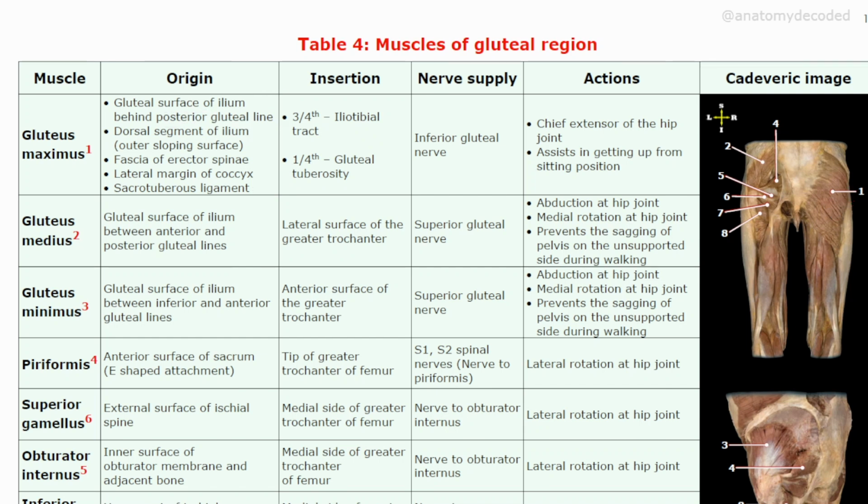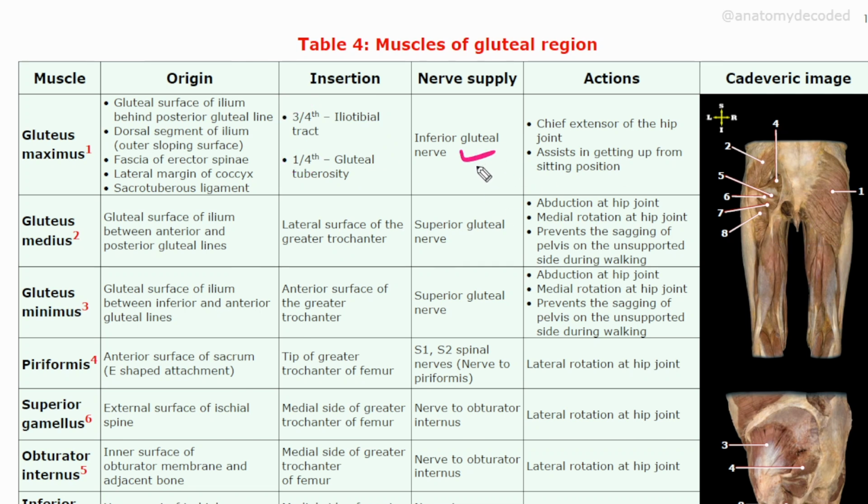And look at the insertion of gluteus maximus. Three-fourths, the maximum part, is going into the iliotibial tract. What is the iliotibial tract? It is a thickening of the deep fascia on the lateral aspect. The deep fascia of the thigh thickens on the lateral aspect to form the iliotibial tract. And one-fourth of gluteus maximus goes to the gluteal tuberosity. It is present in the femur. Gluteal tuberosity is a part of the femur.